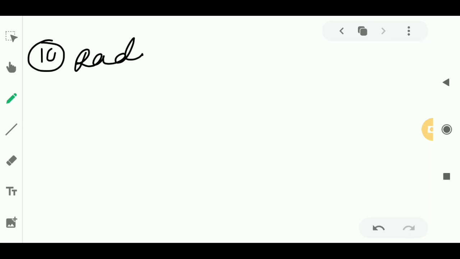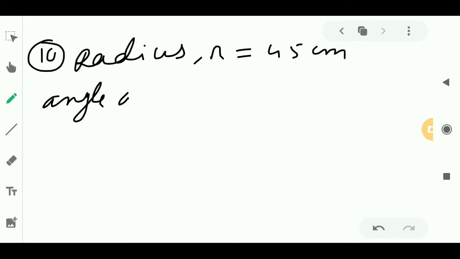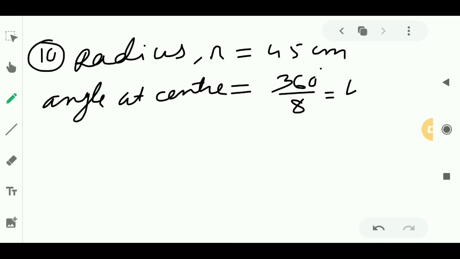So here the radius is given, 45 cm, and the angle at the center. What will the angle at the center be? The angle at a point is 360, and here 8 equal ribs are given, so 360 by 8 will be 45 degrees. Now we will find the area of the sector.